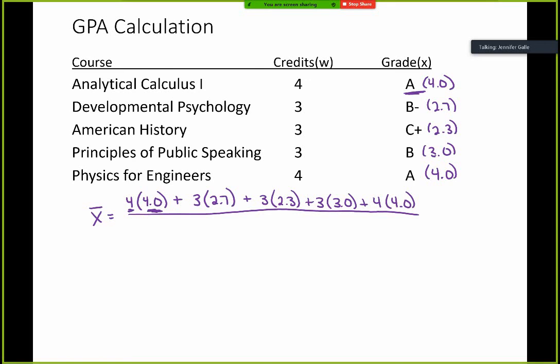Then in the denominator, what we need to do, if we look on our formula, we have W sub 1 plus W sub 2. We have to add up all the weights. So the denominator is the sum of all the weights.